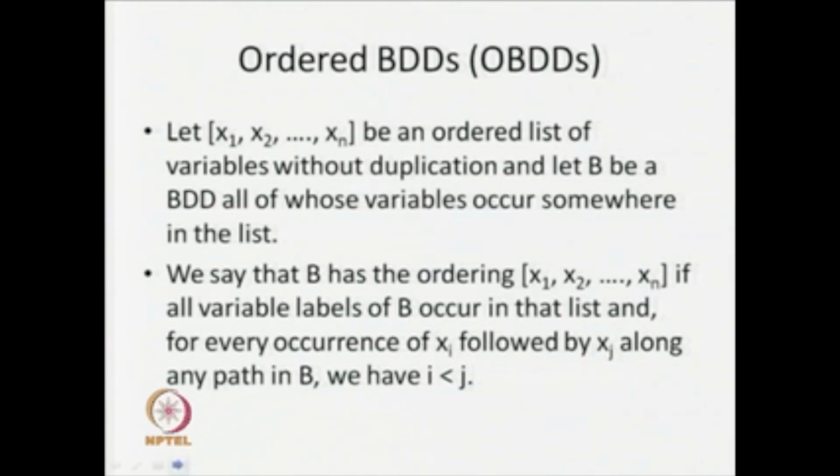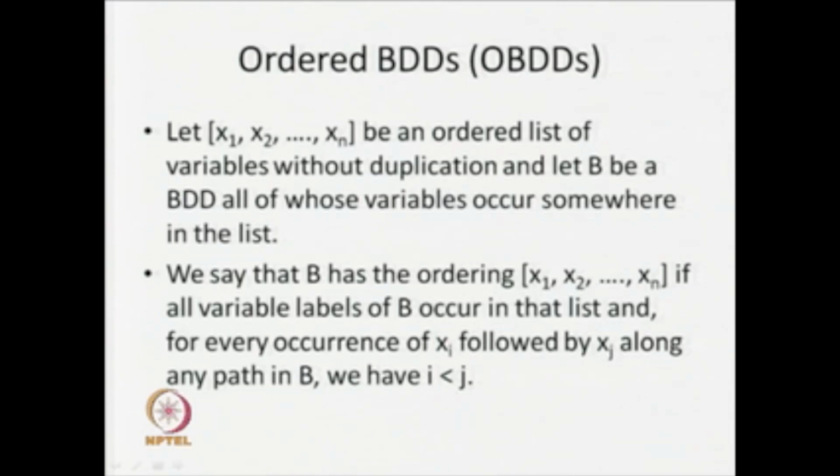In an ordered binary decision diagram, variables come in a particular order. Let us consider that x 1, x 2, ..., x n be an ordered list of variables without duplication, and let B be a BDD, all of whose variables occur somewhere in the list. We are considering a BDD where all the variables of this list occur somewhere, and the ordered list does not allow duplication. We say that B has the ordering x 1, x 2, ..., x n if all variable levels of B occur in that list, and for every occurrence of x i followed by x j along any path in B, i is less than j.